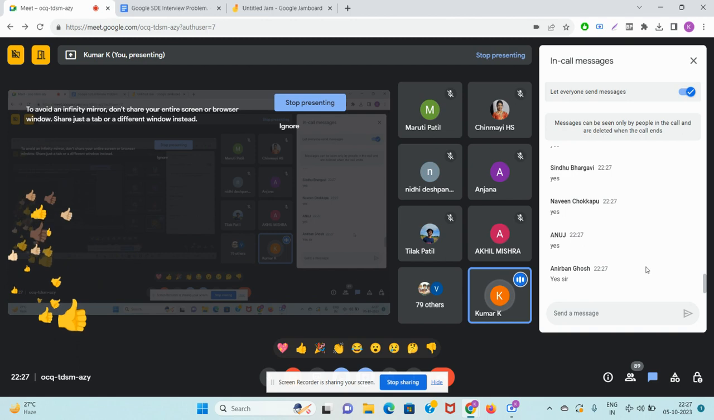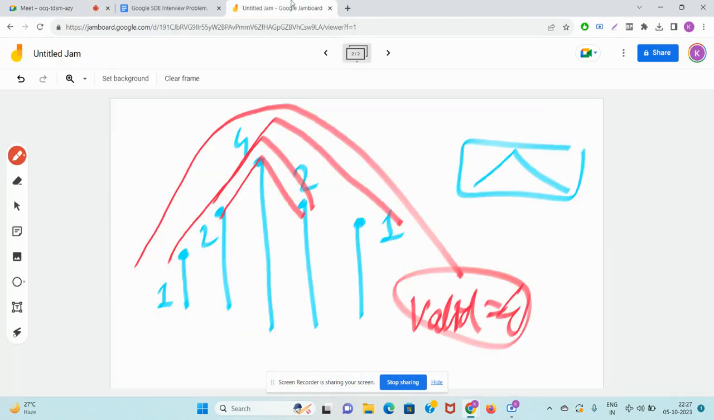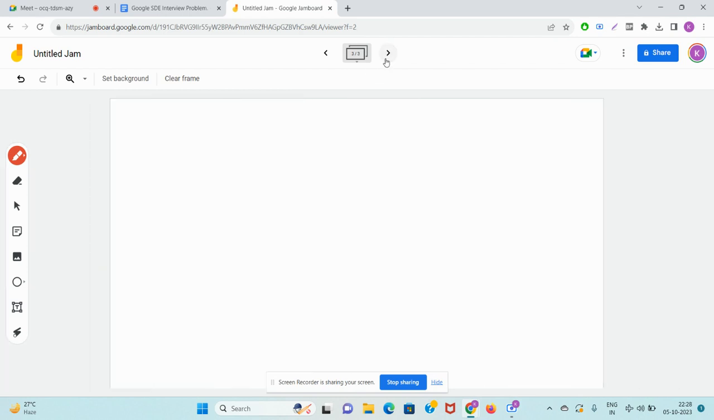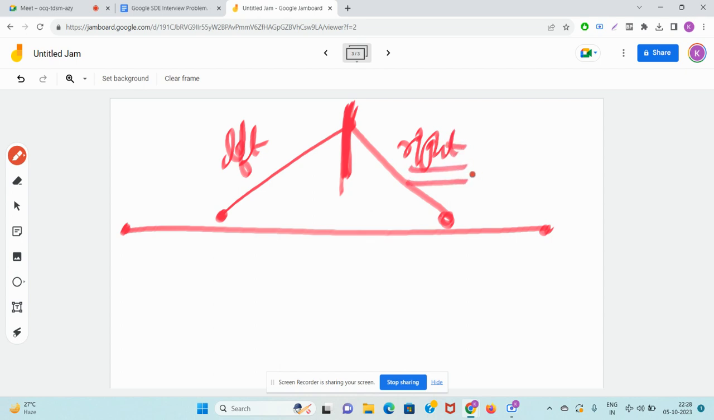How can a person find the number of mountain subarrays in an array? Obviously it is very difficult. What can we do? We can use some tricks here. A mountain is like this. You can divide the mountain into the left part and the right part.